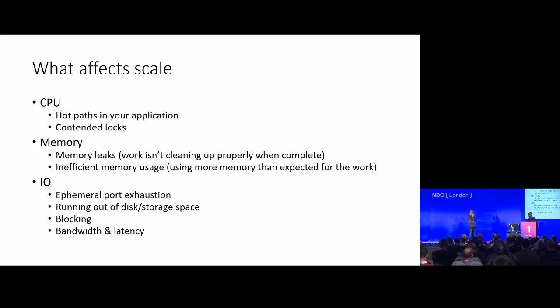Blocking I/O is one that's dear to our hearts. Yes, indeed. If you've seen my tweets about async, blocking and async void, async is terrible and great at the same time. Blocking is really bad. It causes the thread pool to be starved, and we'll see more of that later in this talk. Bandwidth and latency. You have a fixed amount of bandwidth in your network servers, and if you go over that, you can't serve enough requests.